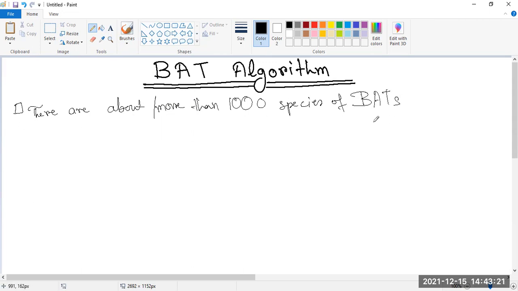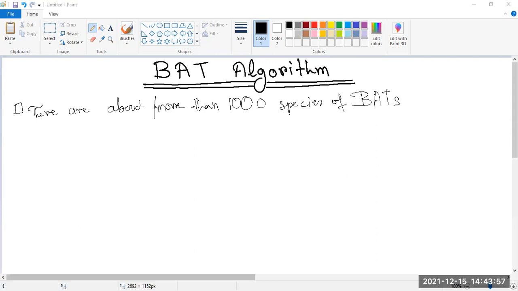But we are concerned with the microbat in the bat algorithm. So here we are getting the micro, which is the main topic of the bat algorithm. The bat algorithm depends on echolocation. So two things we have to know. First one is the microbat and the echolocation. If you divide the bat type, I want to show you some bats.